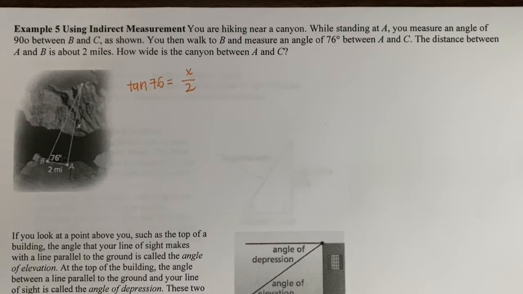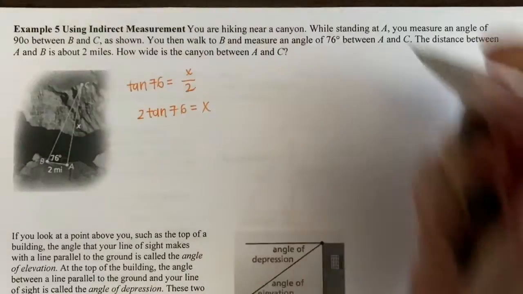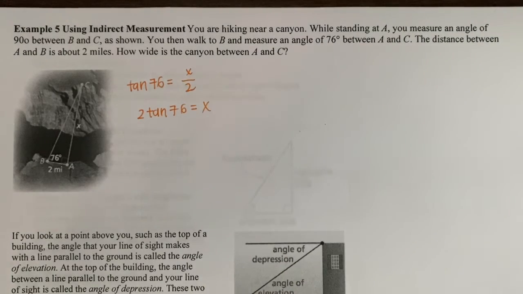I get tangent of 76 is equal to x over 2, and then we just need to cross multiply to solve for x. Get 2 times tangent of 76 is equal to x. This simplifies to 8.02 miles.